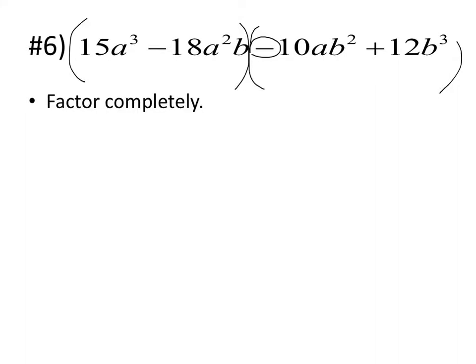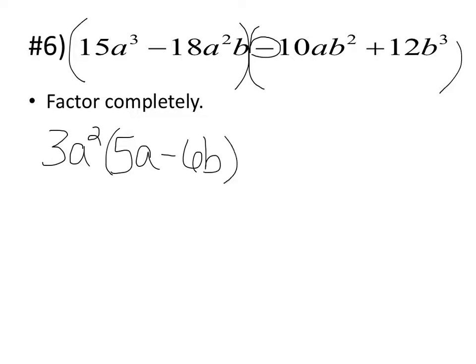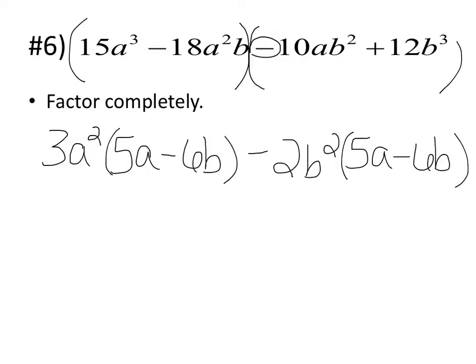So my first house, I'm going to factor out a 3a squared, leaving behind 5a minus 6b. And I know I'm going to factor a negative out of the second one because my third term is negative. So I'm going to factor out a negative 2b squared, leaving behind 5a minus 6b. So again, these are the same. Had you forgotten to factor out the negative, you would have just ended up with negative 5a plus 6b here. So hopefully at that point you would have realized I need to factor out a negative.